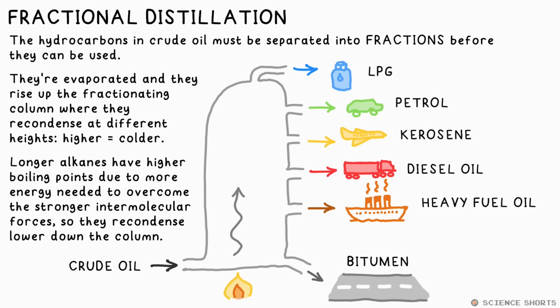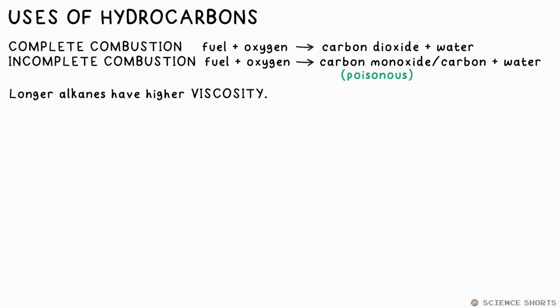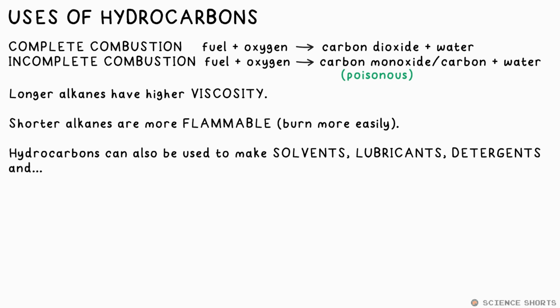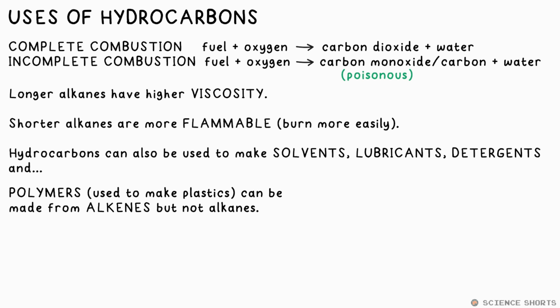As you can see, these alkanes can be burned as fuel. Longer fractions are more viscous or have higher viscosity, just a scientific way of saying thicker or more gloopy. Shorter fractions are more flammable, but these fractions can also be used to make solvents, lubricants, detergents, and perhaps most importantly, polymers used for plastics. Polymers can be made from alkenes, but not alkanes.